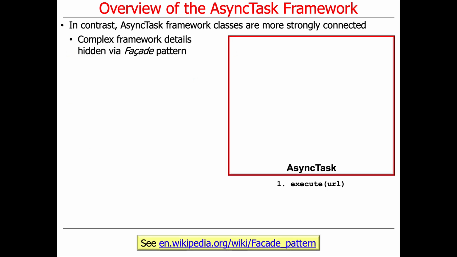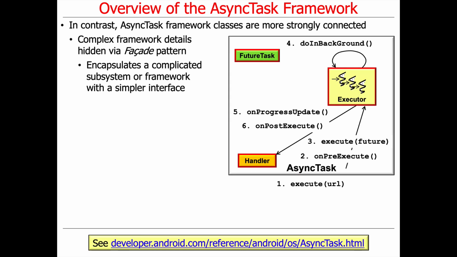One of the nice things about this is that all the low-level details going on with the AsyncTask framework internals are hidden by use of the facade pattern. So all you see as an outside programmer is just the AsyncTask object, and you tell it to execute some work. That's all you have to see from an end user point of view.